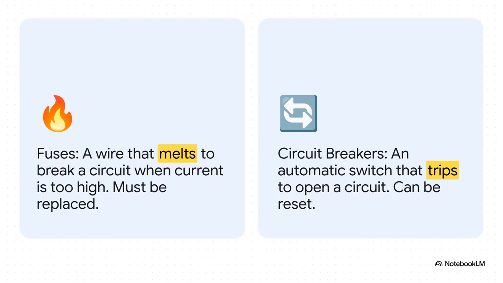Your first line of defense is going to be either fuses or circuit breakers. They both do the exact same job. They keep an eye on the current. If the current gets too high, wham, they shut off the power. The main difference? A fuse is kind of like a one-shot device. There's a thin wire inside that literally melts, and then you have to replace the whole fuse. A circuit breaker, on the other hand, is just an automatic switch that trips, and you can just flip it back on.